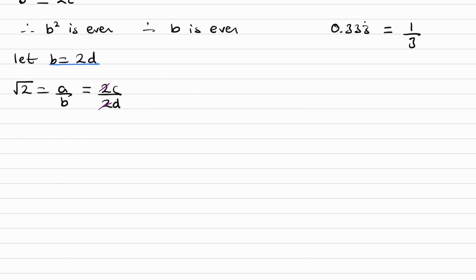Okay, so I've just got rid of some of the stuff which is not part of our working. And now for our conclusion. So a and b are both multiples of 2, and therefore a over b is not a simplified fraction of integers.